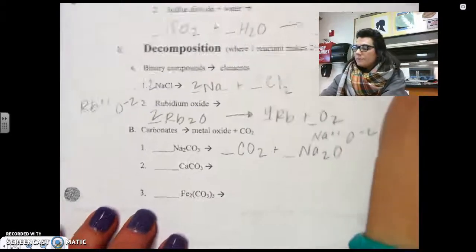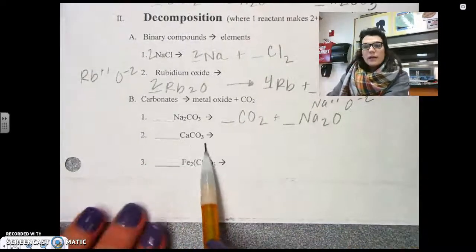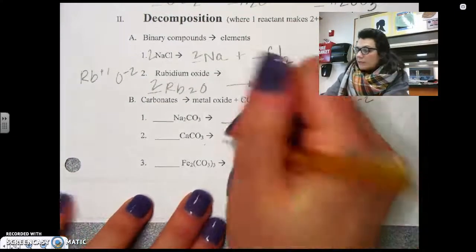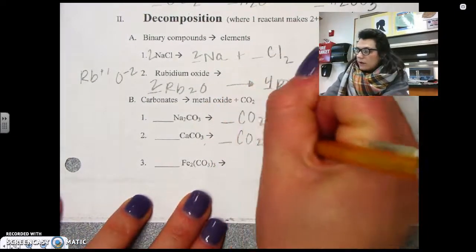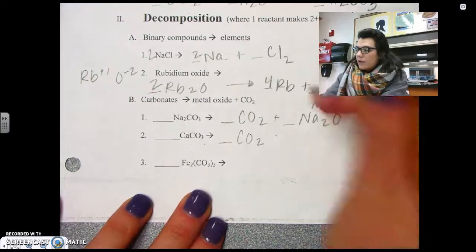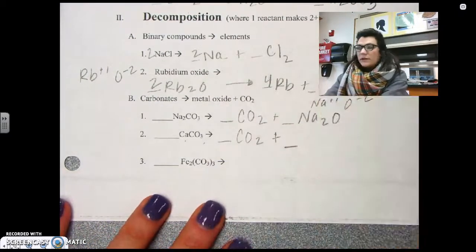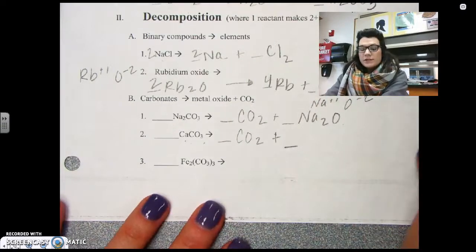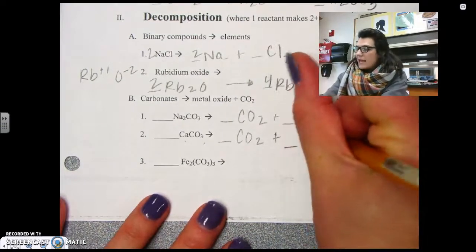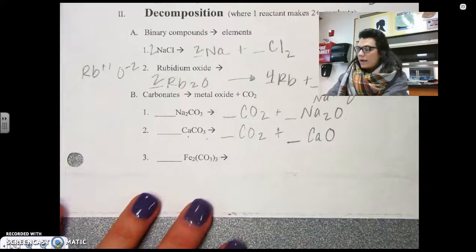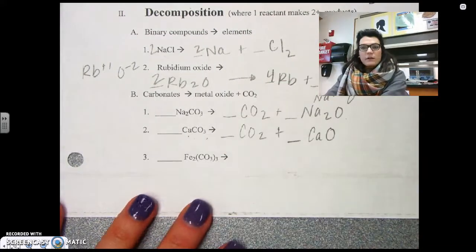Let's look at the next one. Calcium carbonate. I'm going to make carbon dioxide and a metal oxide. Calcium is my metal. Calcium is plus 2, oxygen is minus 2, so it's going to be CaO. Then I have to balance, but it looks like it's already balanced for me.